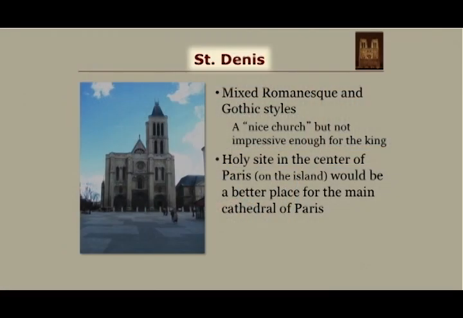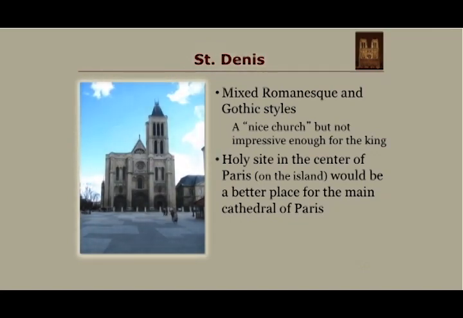So today, when you go to Saint-Denis, and here's a picture of it, you can see that it has mixed Romanesque and Gothic styles. It was characterized by the King of France as being a nice church, and certainly one where he would later be buried, but it wasn't enough as an impressive main church, and therefore the King of France decided that he would build a spectacular church.